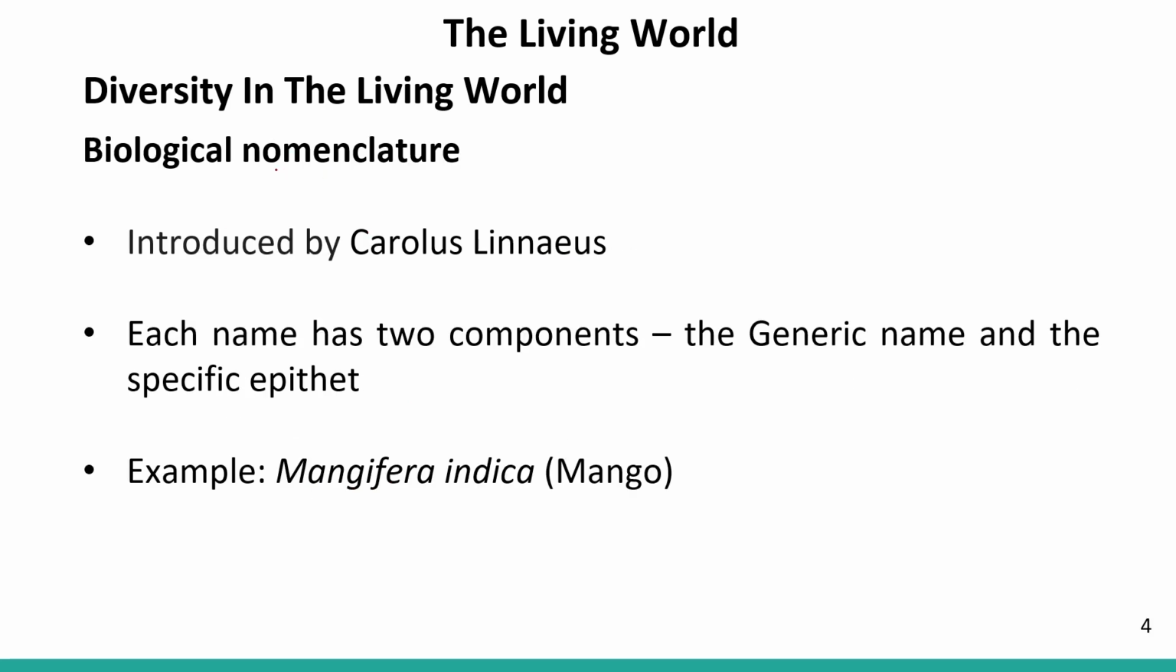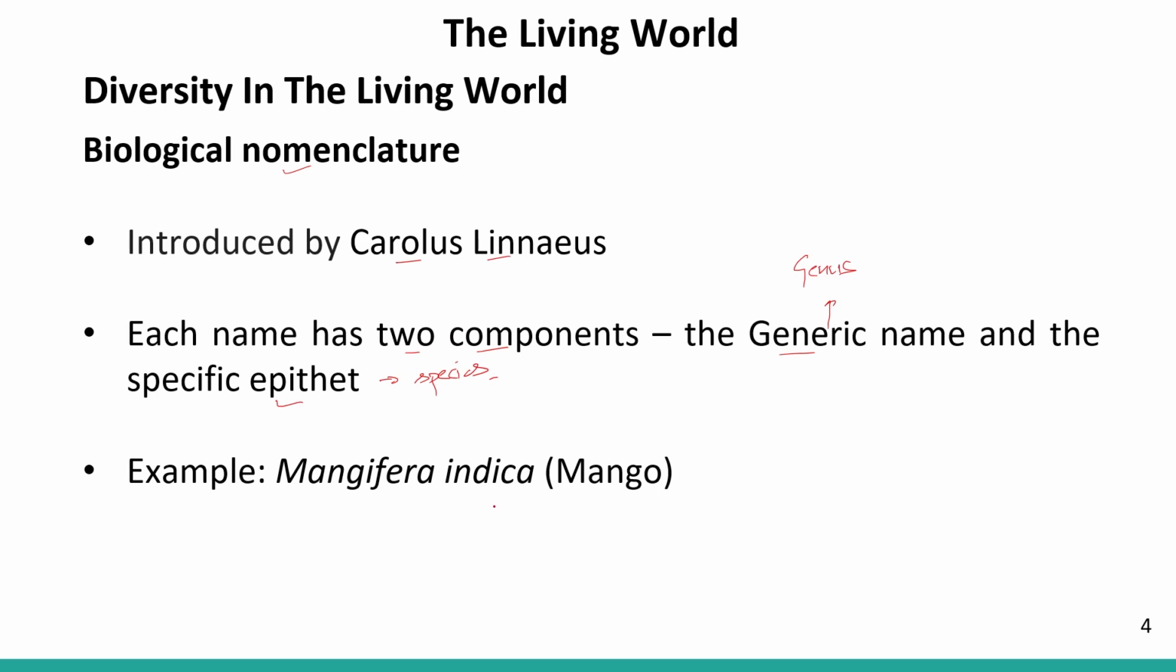Now next is the term biological nomenclature, or you can also say binomial nomenclature. This term was introduced by Carolus Linnaeus. According to Carolus Linnaeus, each name should have two components. First is the generic name, and second is the specific epithet. The generic name tells you about the genus of the organism, whereas the specific epithet tells you about the species of the living organism.